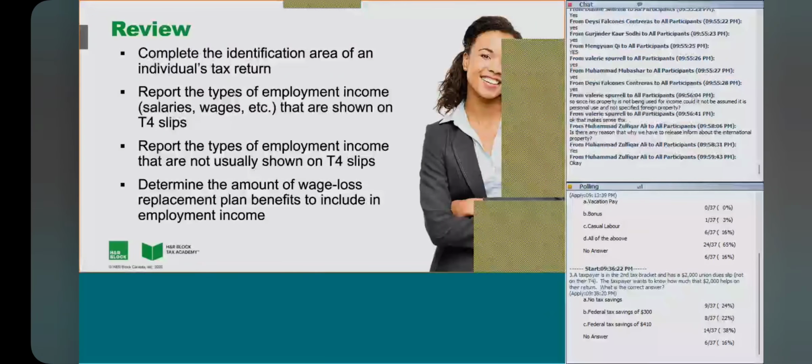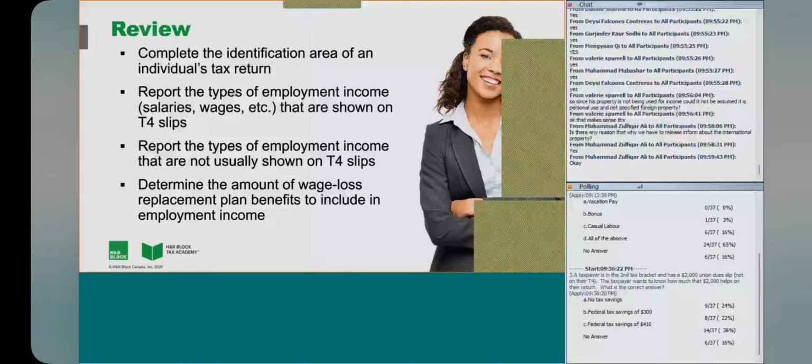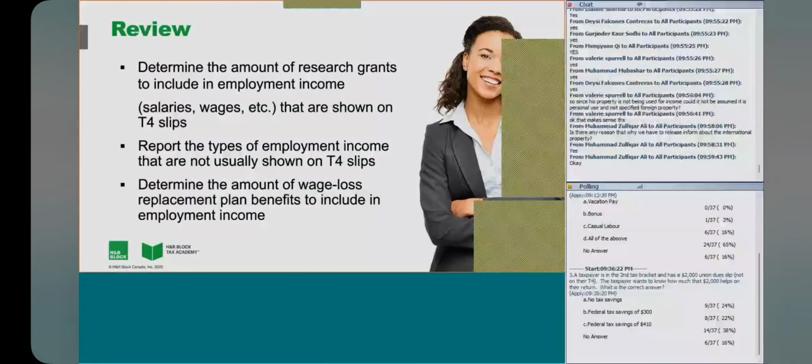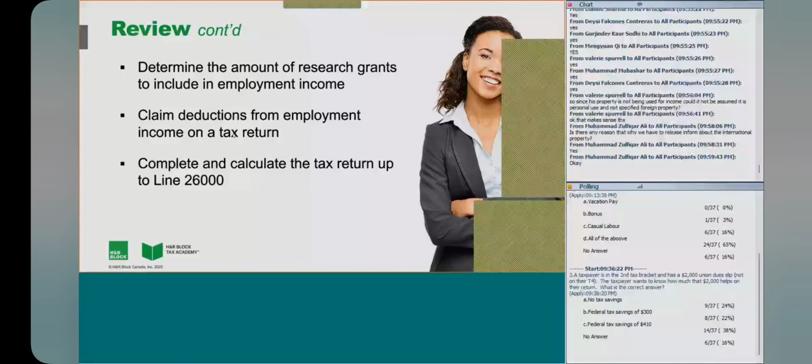So, there we go. We now know how to complete the identification area of an individual's return, pages 1 and 2. We've reviewed how to report employment income that is shown on T4 slips and not on T4 slips, and how to determine the amount of wage loss replacement plan benefits to include in employment income. And we've also looked at how to include research grants in income, and then how to claim deductions from employment income on a tax return. And basically, for simple scenarios involving only things relating to employment income, we now know how to complete and calculate the tax return up to line 26000.